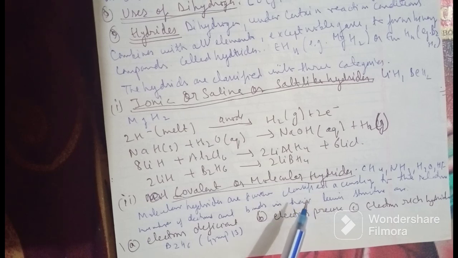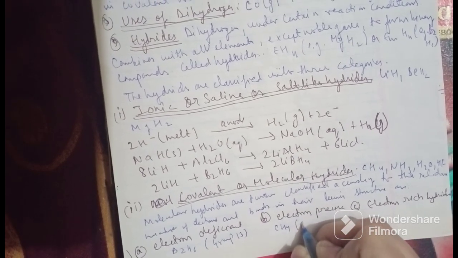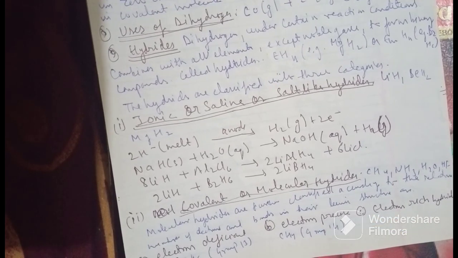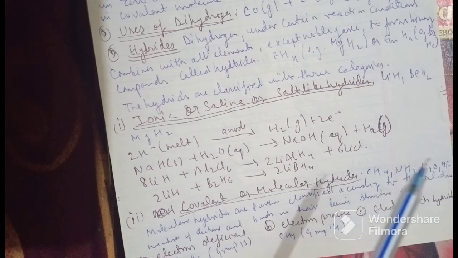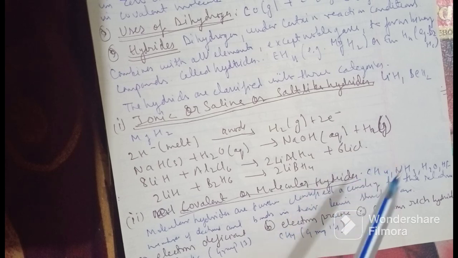All elements of group 14 form such compounds, for example CH4, which is tetrahedral in geometry. So CH4 and group 14. For the other one, that is electron-rich hydrides, these have excess electrons which are present as lone pairs. Elements of group 15 and 17 form such compounds. NH3 has 1 lone pair, H2O has 2 lone pairs, and HF has 3 lone pairs.